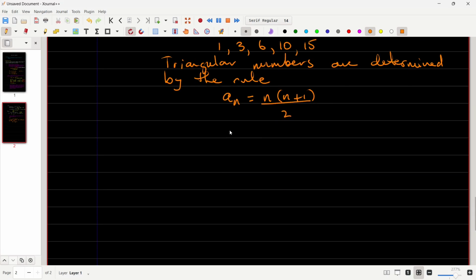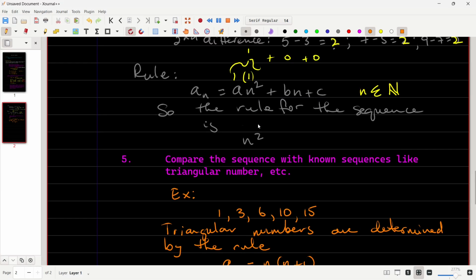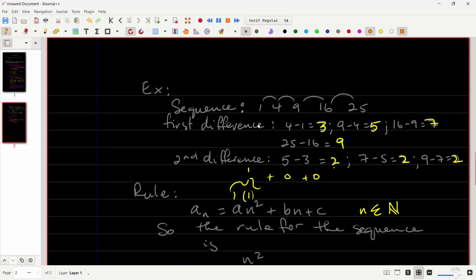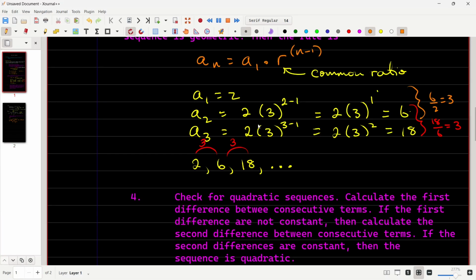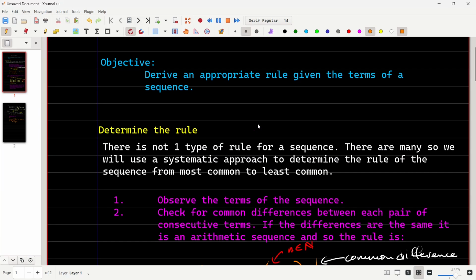Right? So, as I stated before, the algorithm that I showed you goes from the most common sequences that you'll encounter during your math course all the way down to the least common. And if you practice as many problems as you can, identifying the rule of a sequence, you'd be able to do this with great ease as you get more practice.